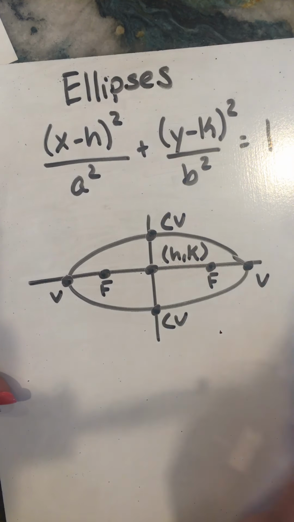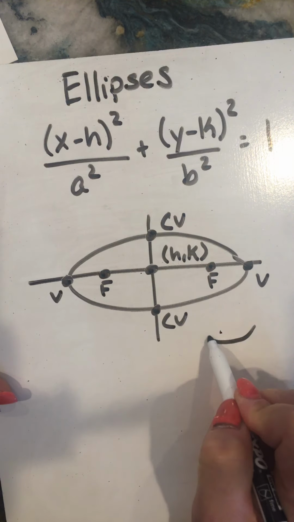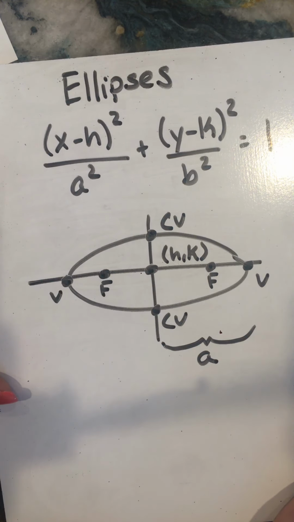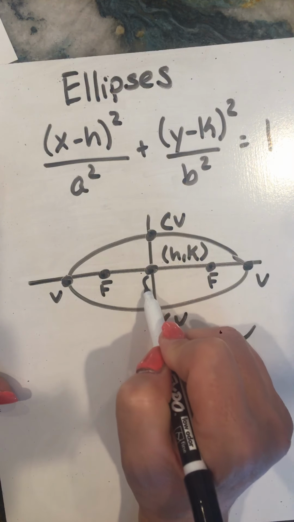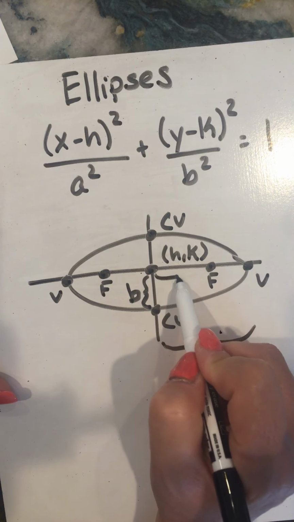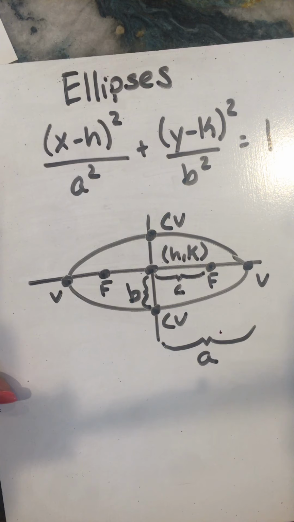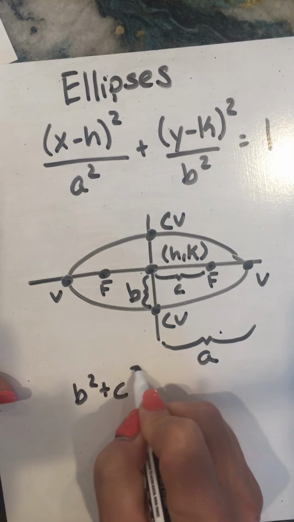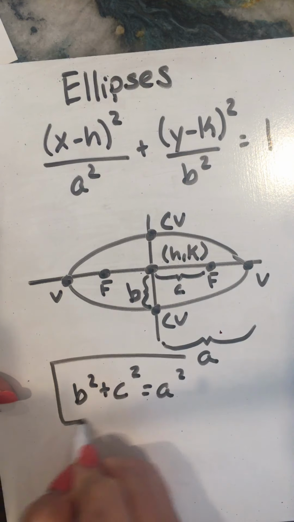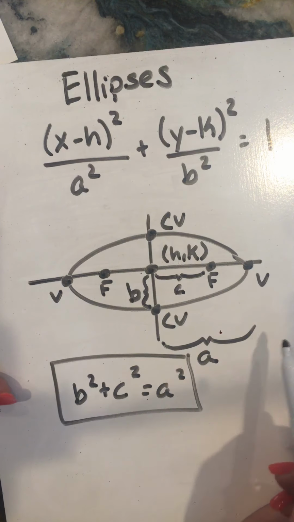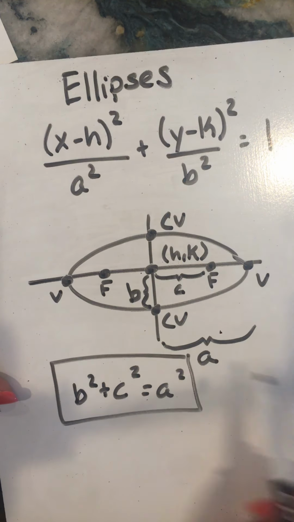So the length from the center to a vertex, that length we called A. The length from the center to a co-vertex, we called that length B. And the length from the center to a focus, we called C. And there was that Pythagorean relationship here as well. So in this case, we have B squared plus C squared equals A squared. Which makes sense, right? Because A is the longest. So if you took these 3 segments and you made a right triangle out of them, this would obviously be your hypotenuse.